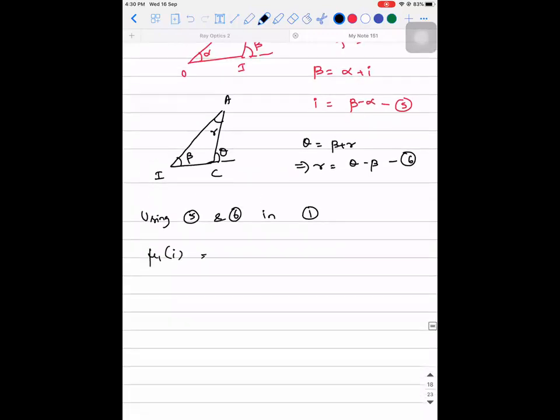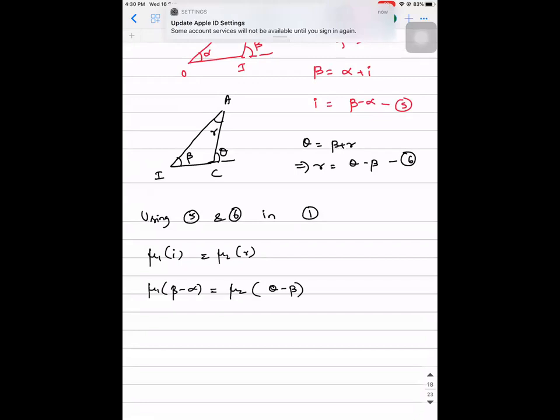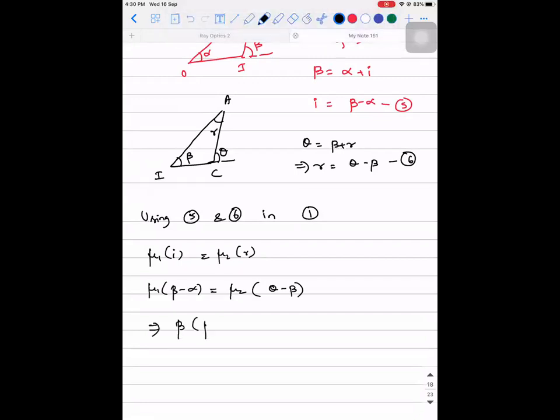Mu1 into I is equal to mu2 into r. Mu1 into what is the value of I? It is beta minus alpha is equal to mu2 into r, which is theta minus beta. Okay, I'm rearranging the equation. Observe, beta into mu1 plus mu2 is equal to mu2 theta plus mu1 alpha.